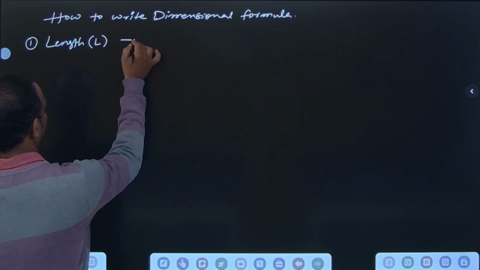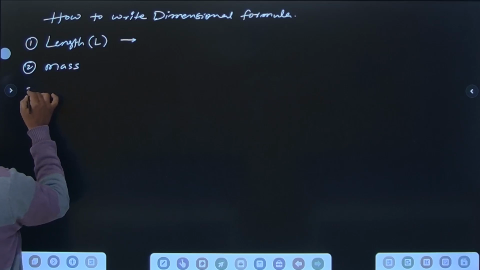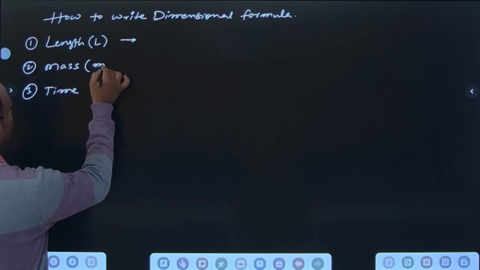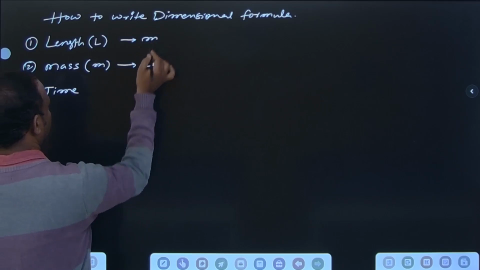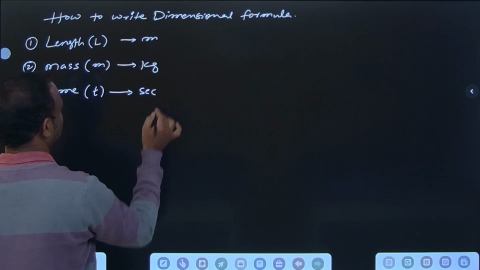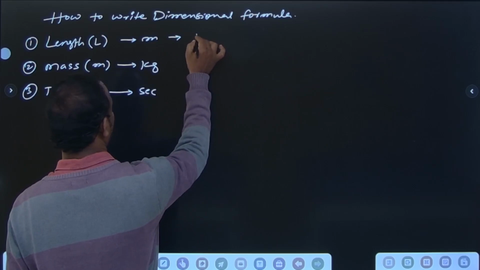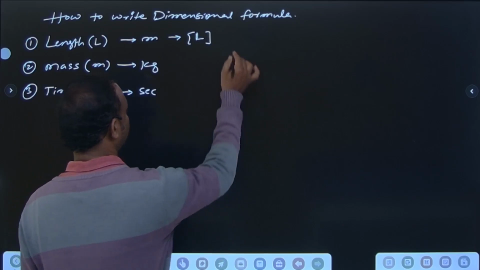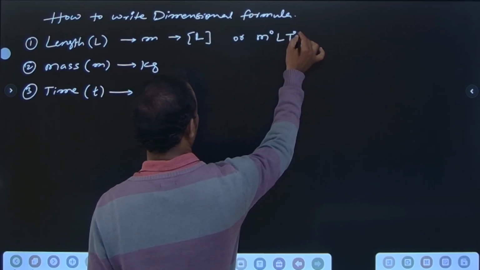Second is mass, and next is time. Mass is measured in kg, length is measured in meter, and time T is measured in seconds. So what is the dimensional formula? The dimensional formula of length is L to the power of 1, and we can also write M to the power of 0, T to the power of 0.